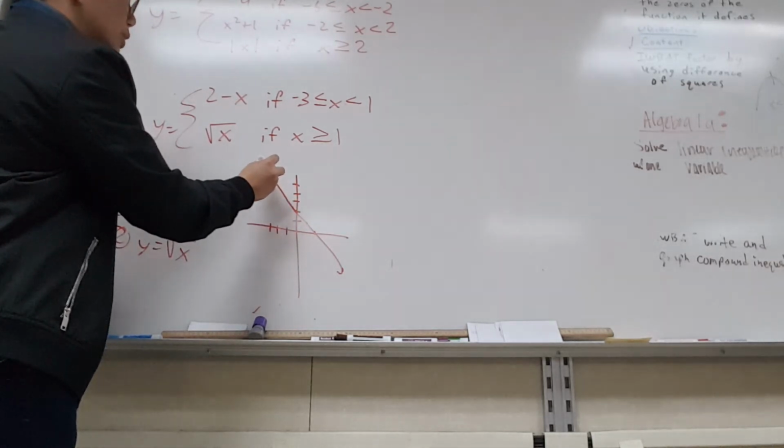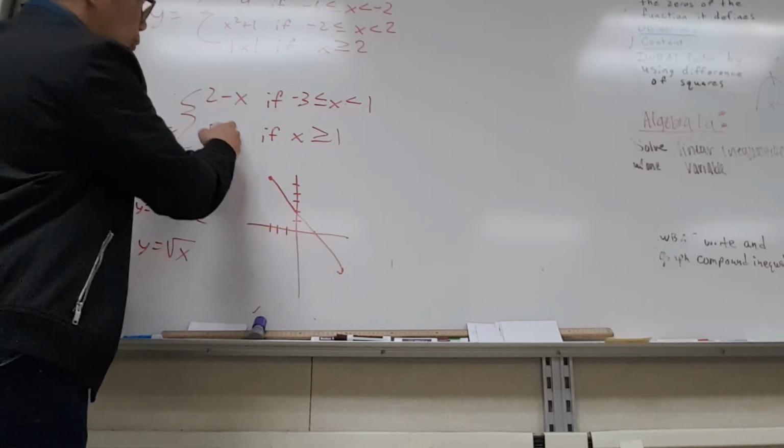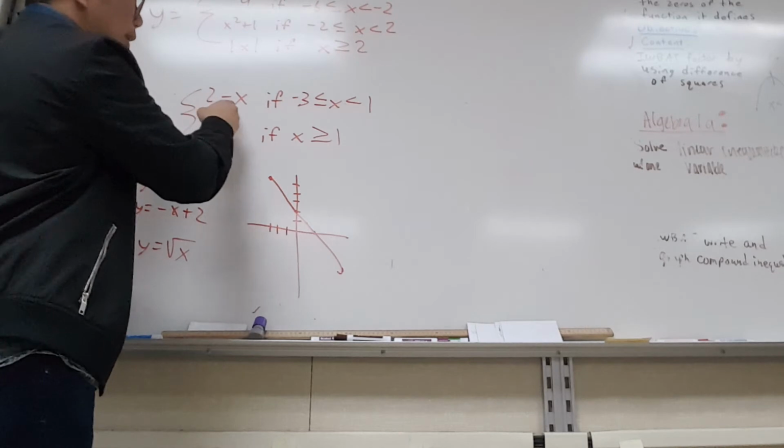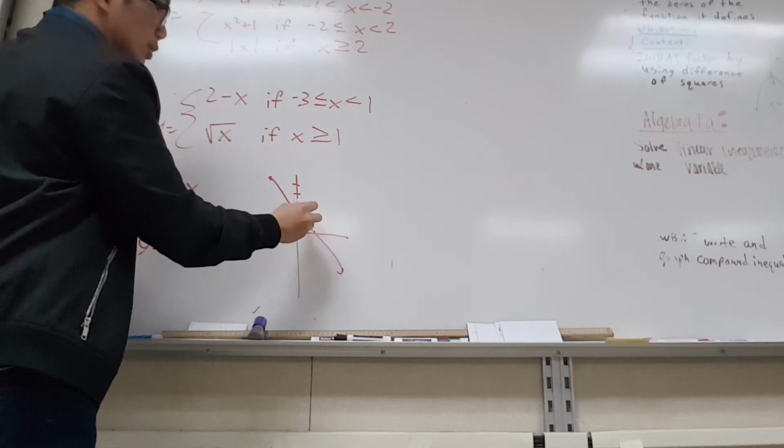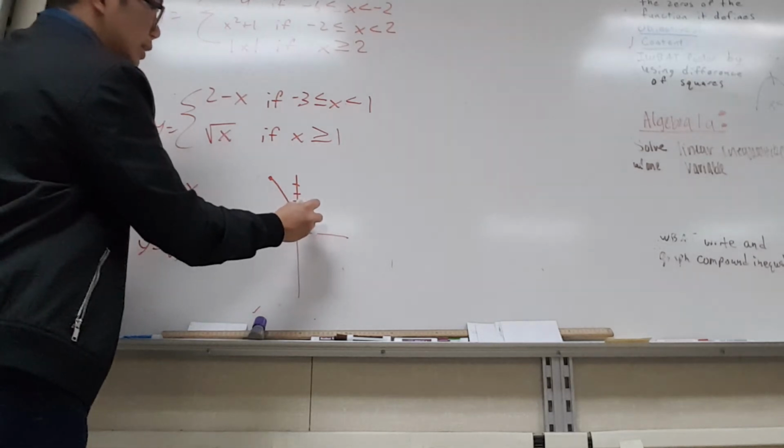And it's going to be a closed dot here. And it's going to go to 1. And at 1, your y value here is 2 minus 1. It's 1. So 1, 1 is the endpoint. And it's an open dot at 1, 1.